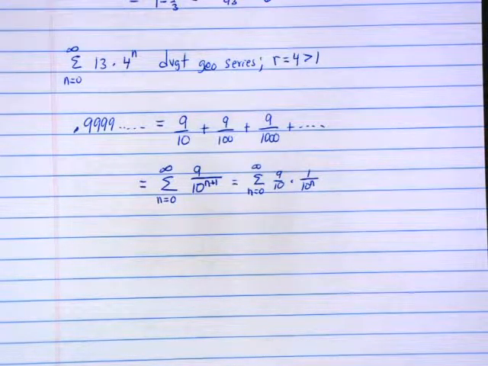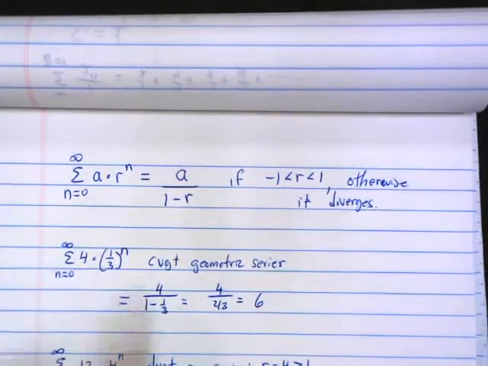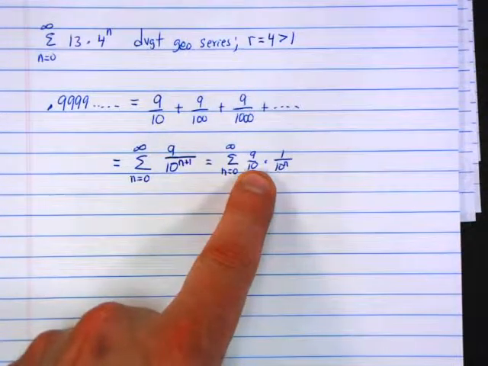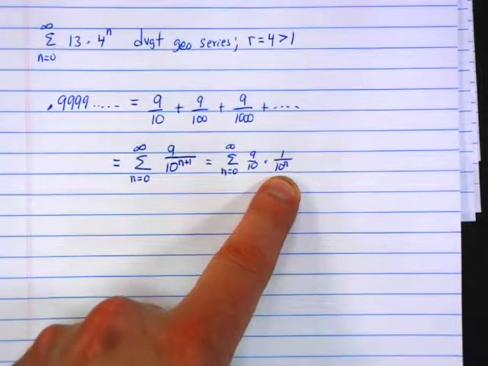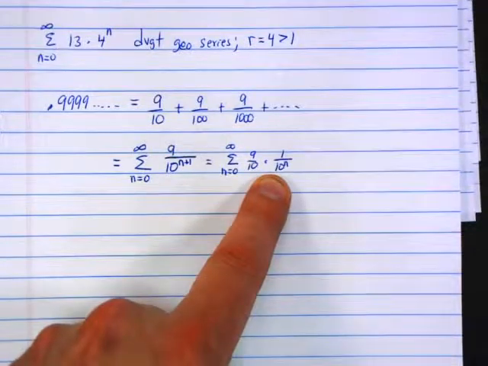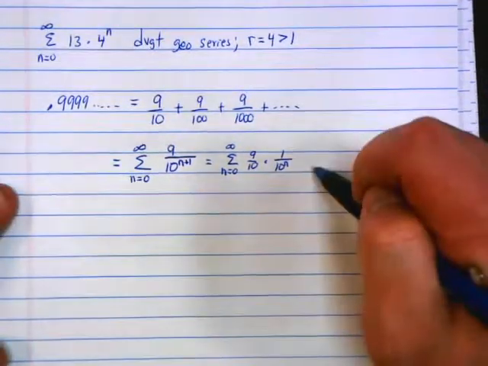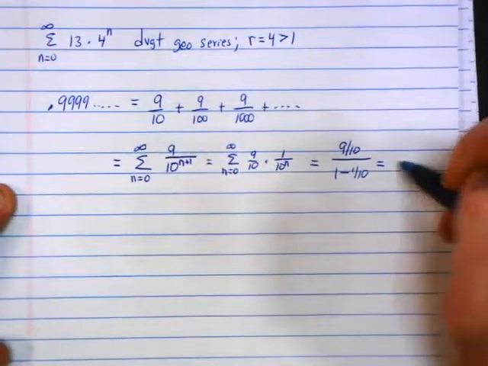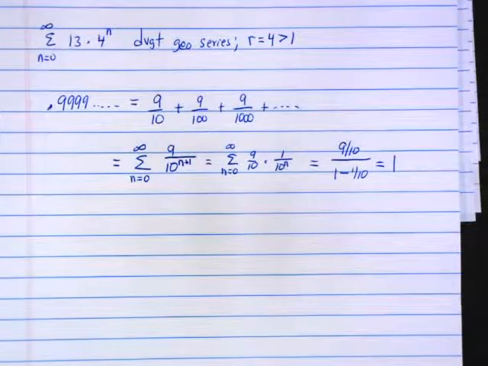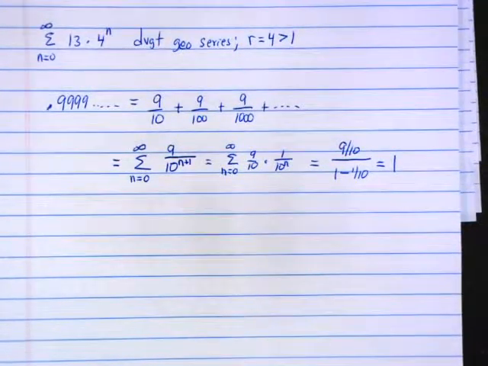Now is it a geometric series? Yes, it has a number times a ratio to the power. Our number is 9/10, and our ratio is 1/10. So does this geometric series converge? Yes, because r is 1/10, which is between -1 and 1. So this converges to 9/10 over 1 minus r. That's 9/10 over 9/10, which is the number 1. 0.999 repeating forever is just a fancy way of writing the number 1. So it does equal 1.